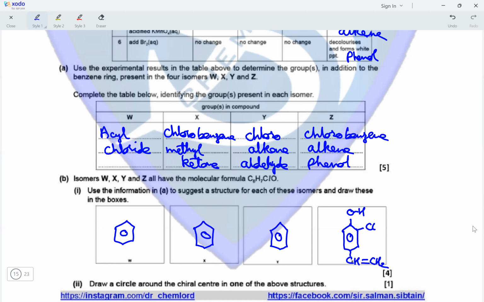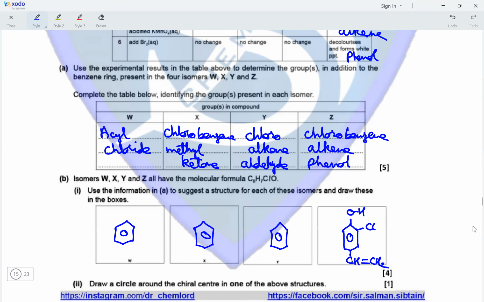Structure Y, we have a chloroalkane and an aldehyde. So only two carbon atoms left. So one of the carbon atoms would be the aldehyde CHO group, and the other carbon atom would be a chloroalkane, CH2Cl. So this would be structure Y.